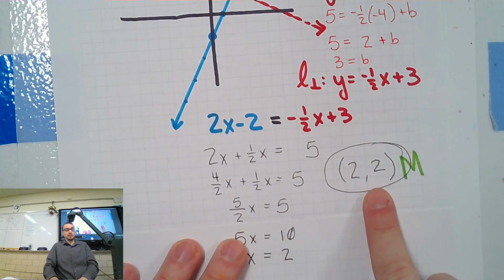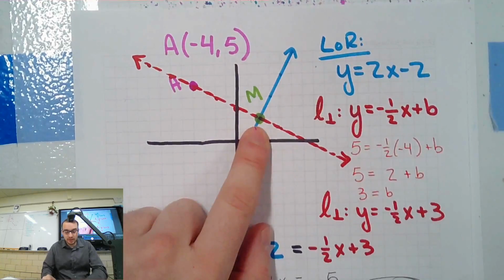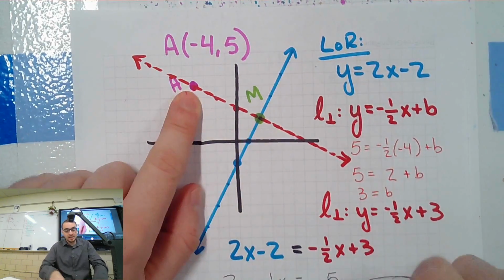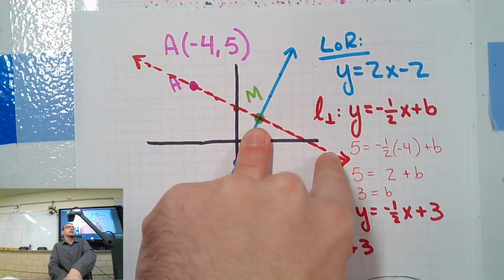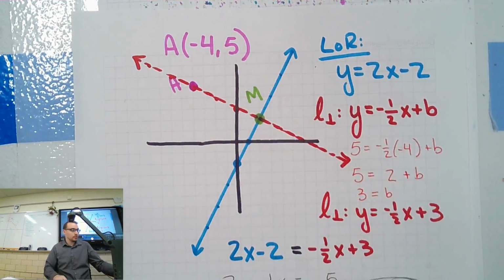Okay, next thing we're going to do is now that we know what our midpoint is, it's 2, 2, and we know what a is because they gave it to us, we can use midpoint formula to find out where a prime is going to be. So let's talk midpoint formula.